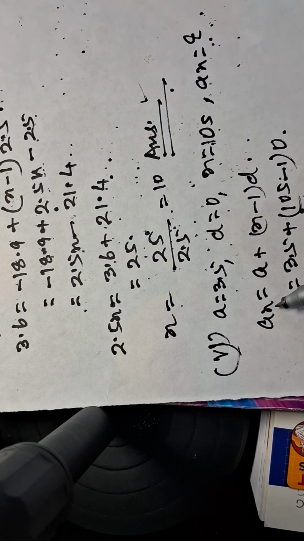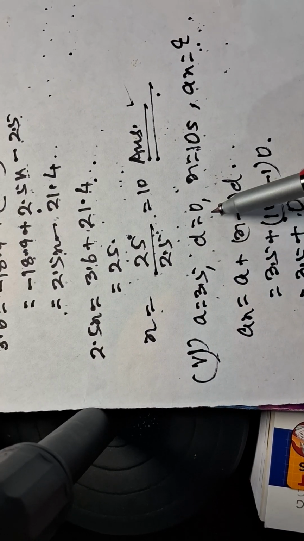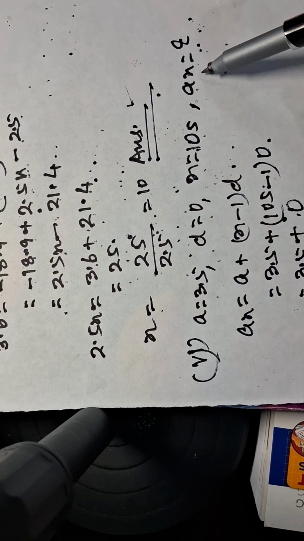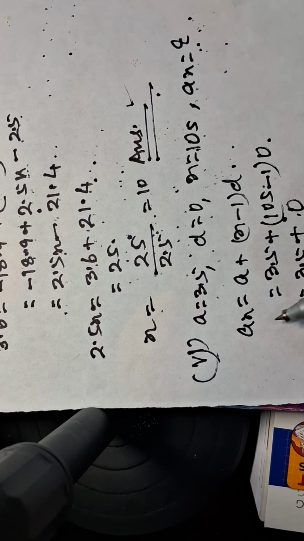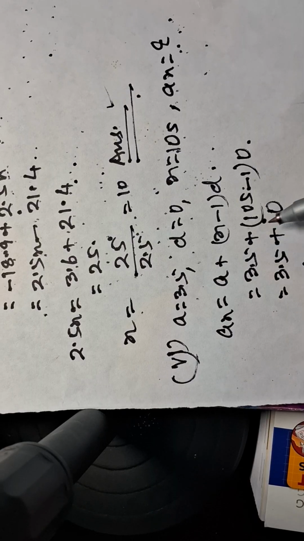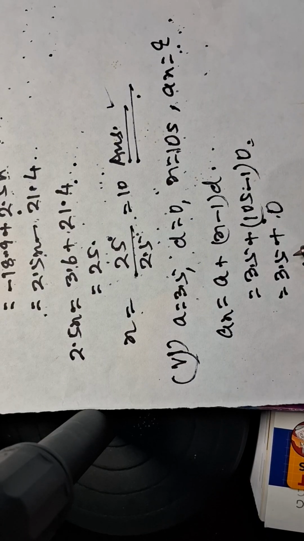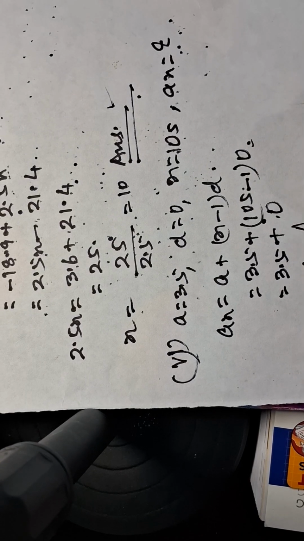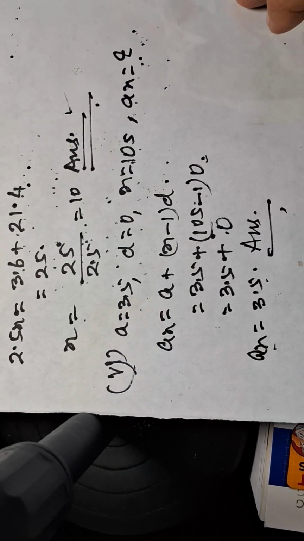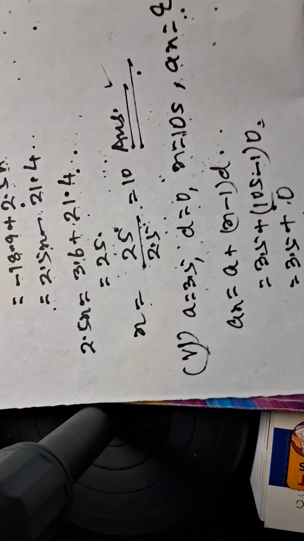Fifth question, a is equal to 3.5, d is equal to 0, n is equal to 105. We will have to find an. An is equal to a plus n minus 1 into d. An is equal to 3.5 plus 105 minus 1 into 0. This whole term will be 0. This will be 3.5, so an will be 3.5. This will be the answer. In this way, we have solved question number 1, which is given in the table.